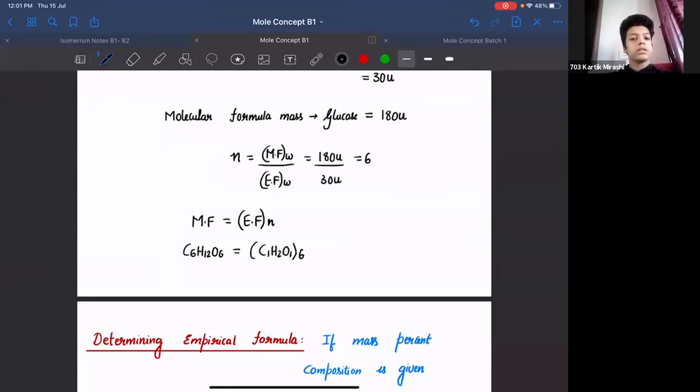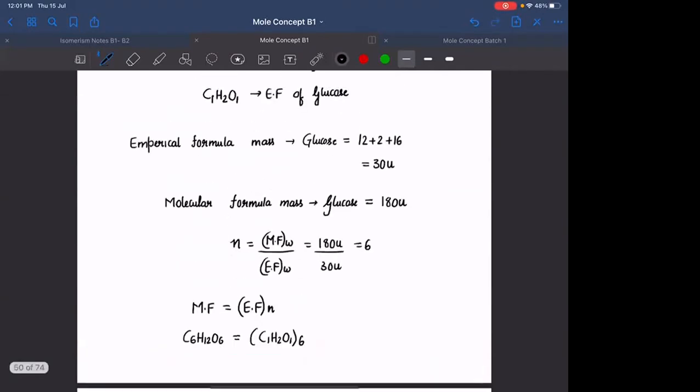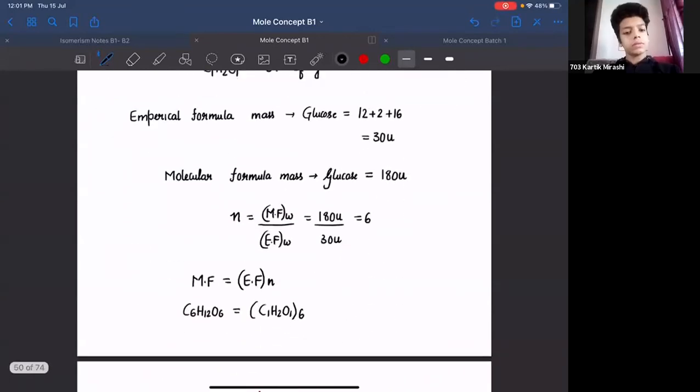Yes, we can. If you know the empirical formula, you can always find its mass. The molecular weight divided by the empirical formula weight will give you the N factor. If you multiply the empirical formula by the N factor, you can get the molecular formula. Clear? Everyone? Okay.